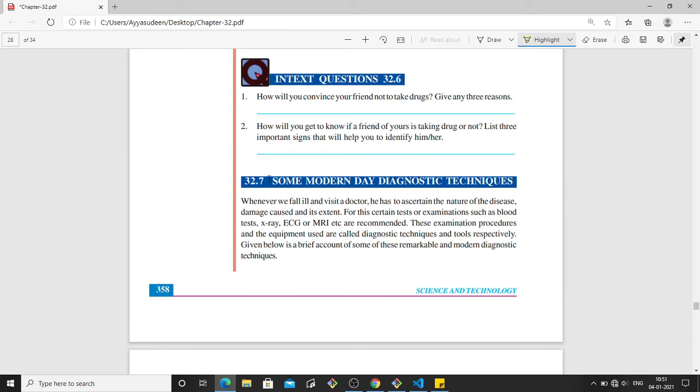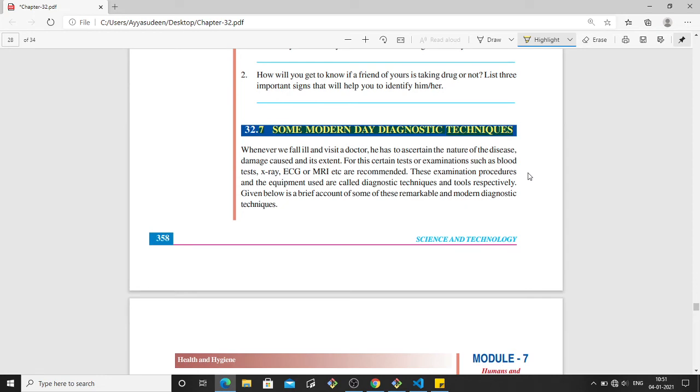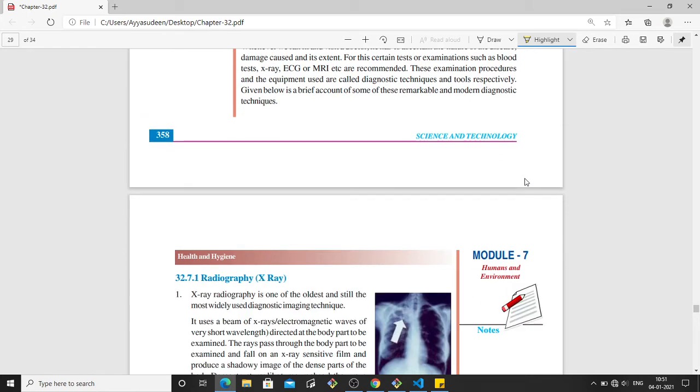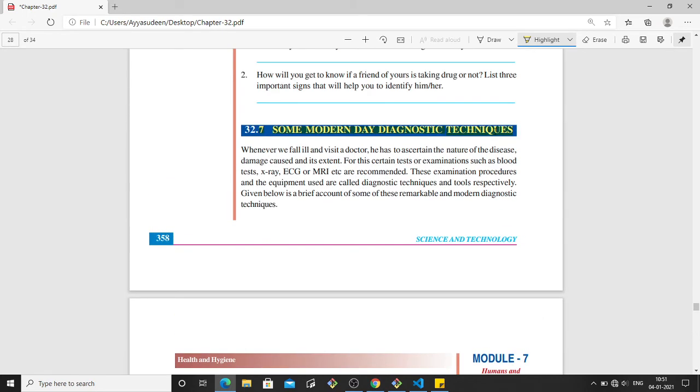Then we will see about diagnostic techniques. Diagnosis means to find out a disease. For example, if you have a heart attack, how is it to be diagnosed? If a person has, like, diabetes, how do the doctors find out the person has diabetes? That is what is called diagnosis.